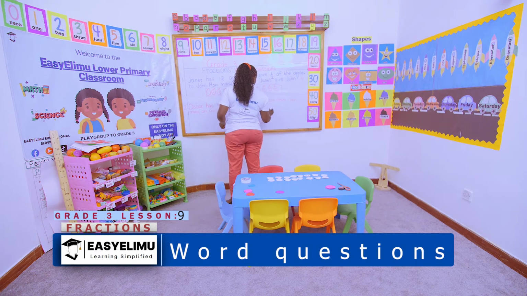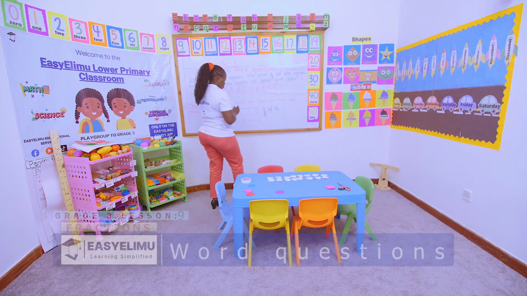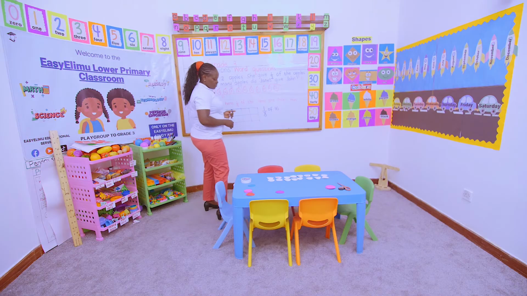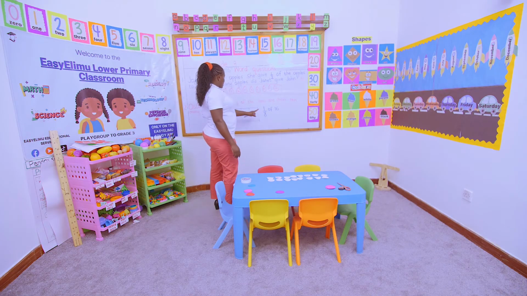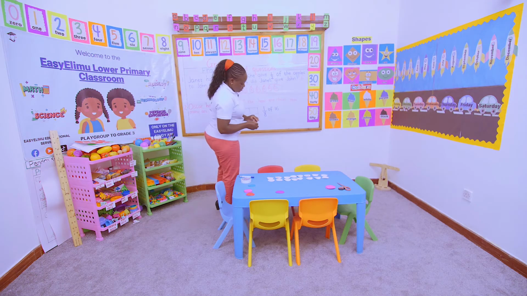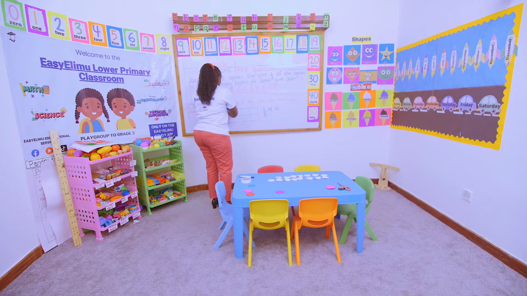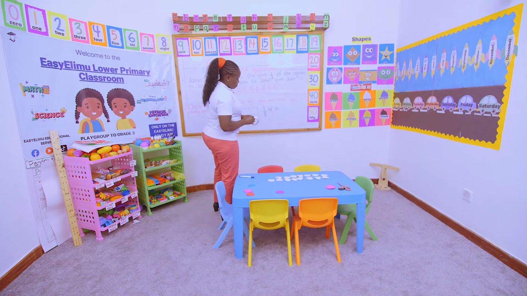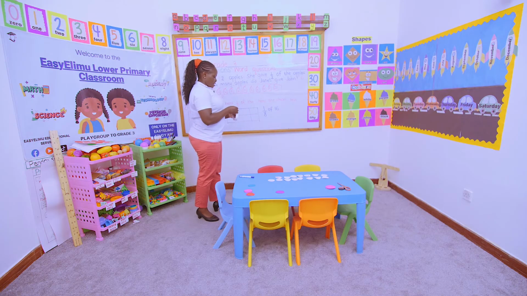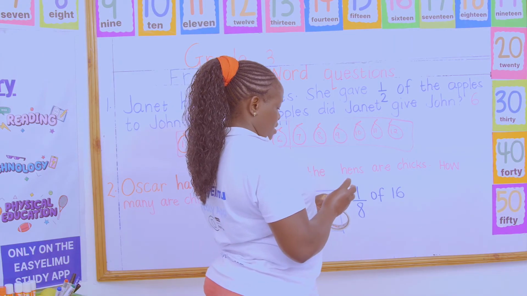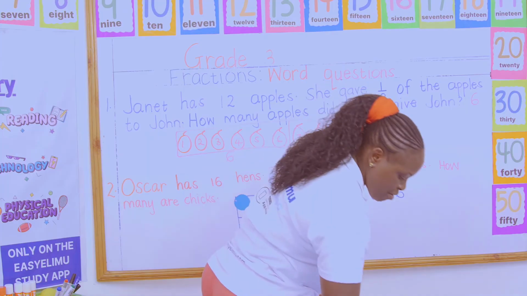An eighth of 16. So what we are basically doing here is we share out the 16 chicks into the 8 boxes, and see how many will be in each box. How many will be in each box?